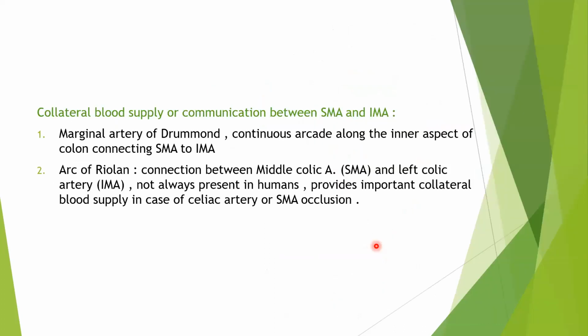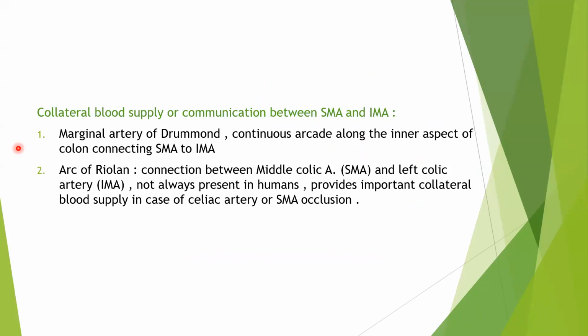Collateral blood supply, or communication between the superior mesenteric artery and the inferior mesenteric artery. The communication between them is the marginal artery of Drummond, which is a continuous arcade along the inner aspect of the colon connecting the superior and inferior mesenteric arteries.